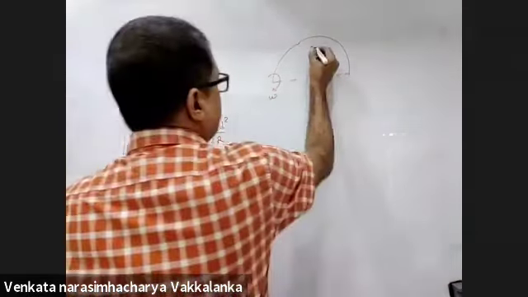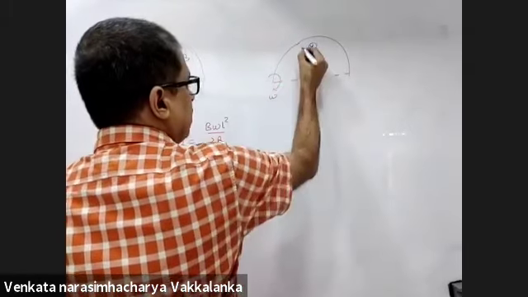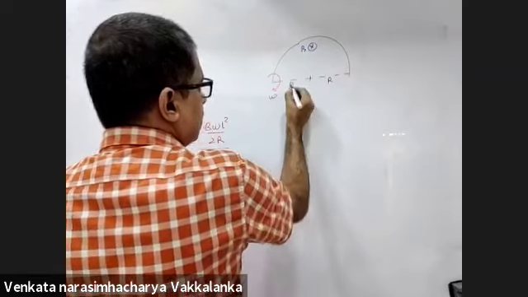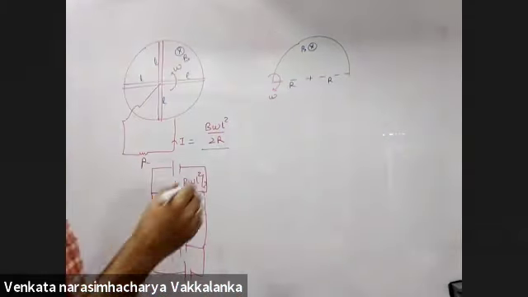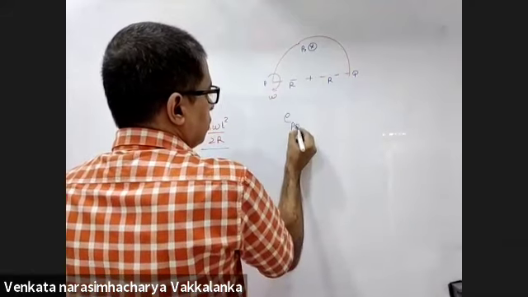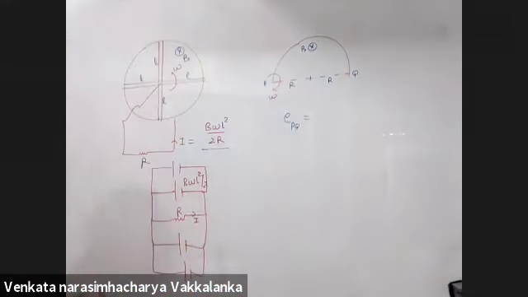The magnetic field in this region is perpendicularly inwards. The radius of this is R. Find the motional EMF across P. It is a semicircular ring.